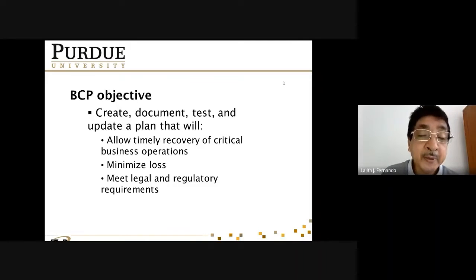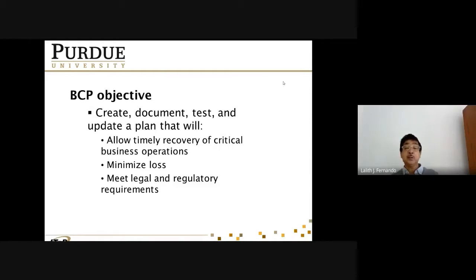So the plan will have to address the timely recovery of critical business operations. Then the other activity is the minimization of losses. And there are regulatory and legal requirements, and those requirements also have to be met. Keep it clearly in your mind: allow timely recovery of critical business operations, the plan should have that. The plan has to take on these lines: timely recovery of critical business operations, minimization of losses, and meeting legal and regulatory requirements. This is a rather clear indication of the characteristics of a business continuity plan.